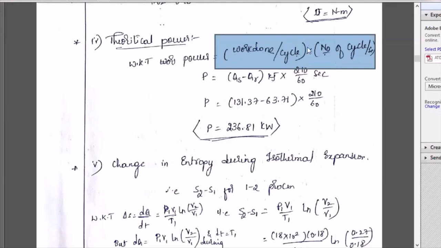So how do you find it? Into number of cycles per second. Given it is per minute, converting minute into second, 210 by 60. So Qs minus Qr into 210 by 60. If I substitute, I get the value of P, that is 236.81.